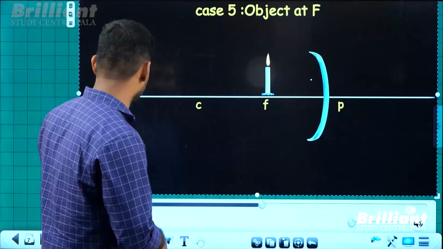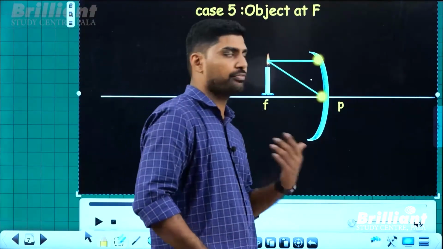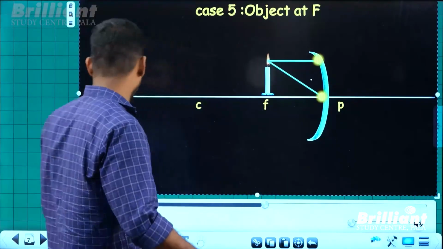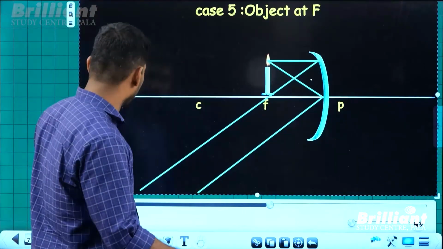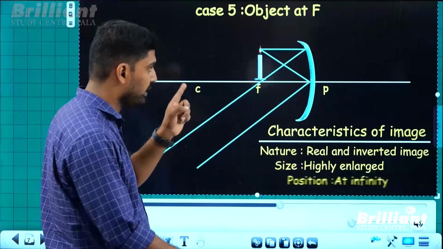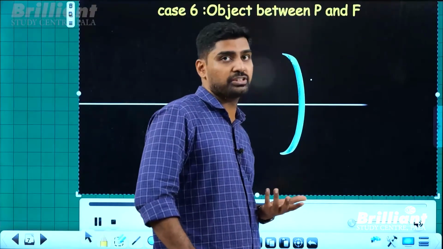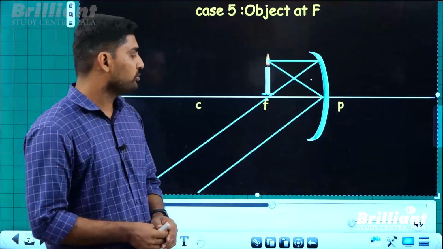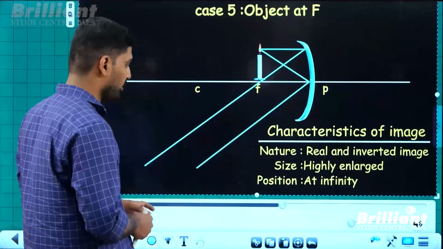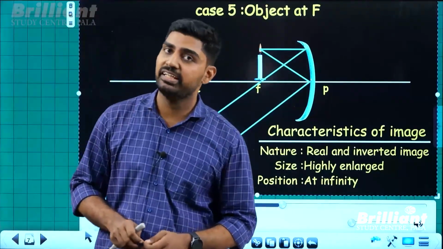So here the object is placed at F, and the light rays that they have taken are just like what we have taken. One is parallel to the principal axis and the other one is incident on the pole. After reflection, they are parallel to each other. So we can say parallel lines meet only at infinity. So the image is at infinity. So we have a real, inverted, highly enlarged image whose location is at infinity. Just like we have predicted, the nature of the image is real and inverted, formed at infinity, and it is highly enlarged.